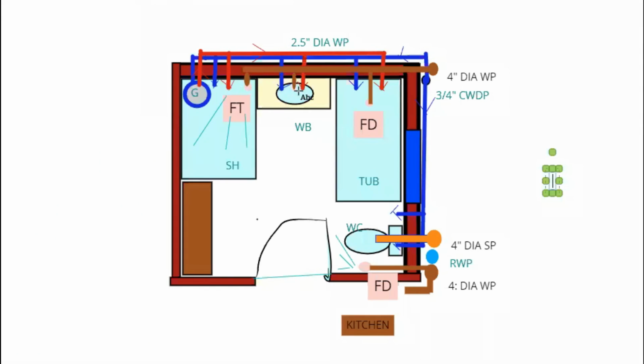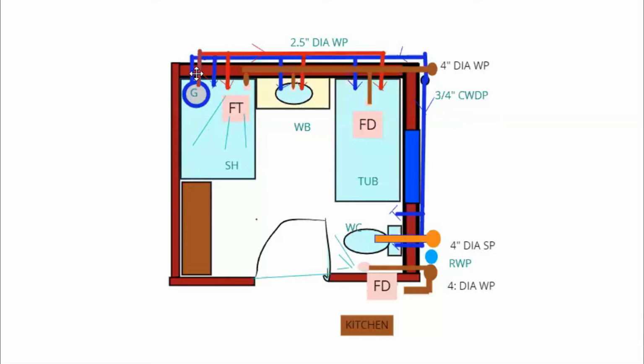Only the connection from the basin to this 4 inch and the connection from this bathtub to this 4 inch is 2.5 inch. But this main waste pipe, see I have written already, this is a 4 inch dia waste pipe. The hot water pipes are all 1/2 inch or 3/4 inch. So for geyser you can use a 1/2 inch dia pipe. This red one you can use 1/2 inch.